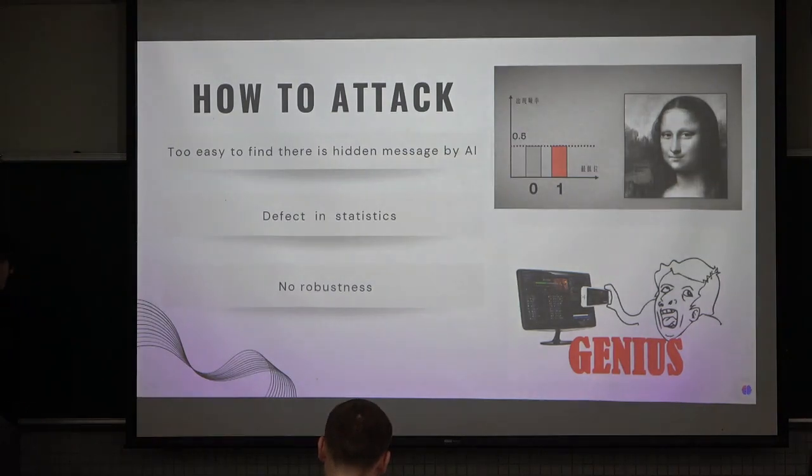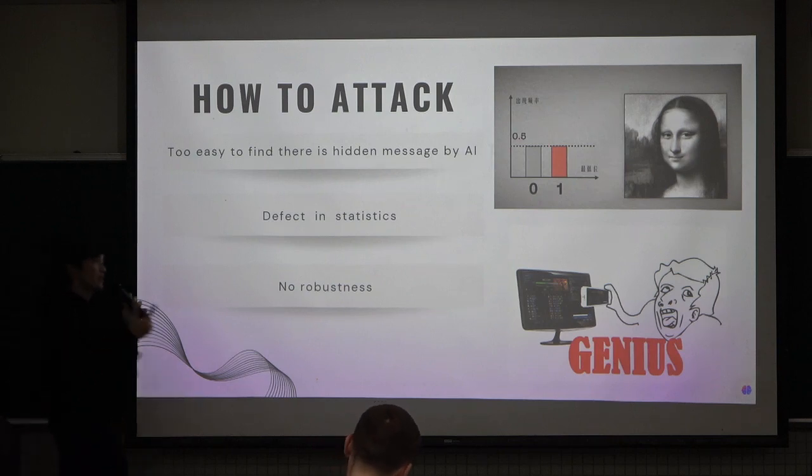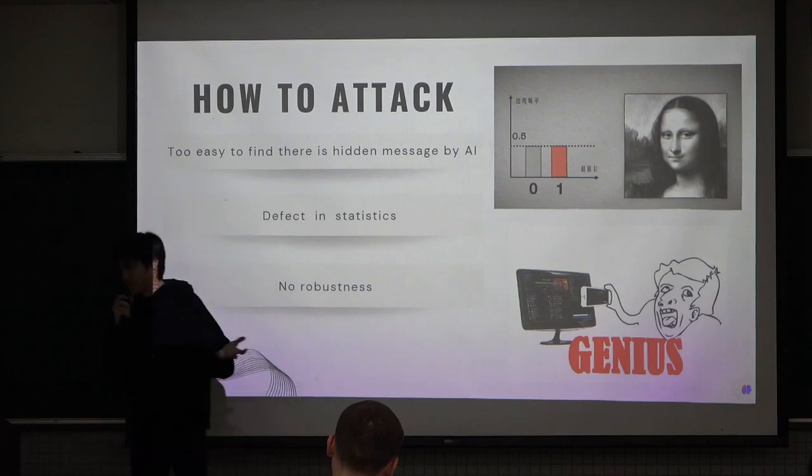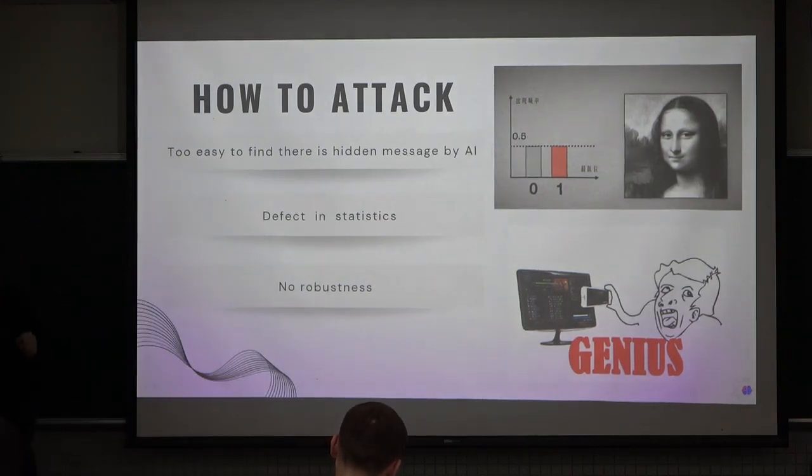It's easy to hide but easy to attack. It's too easy to detect by AI or some algorithm, so it's not that good. It can still be detected by statistics, since we change the last bit. We all know that the last bit is random, so the number of 0s and 1s should be 50-50. If we change the last bit, it would be like 60-40 or 70-30. It's obvious that something is in the image.